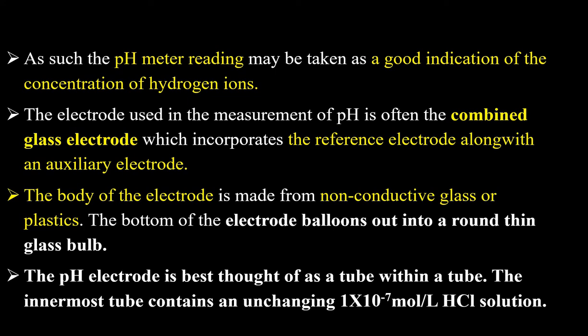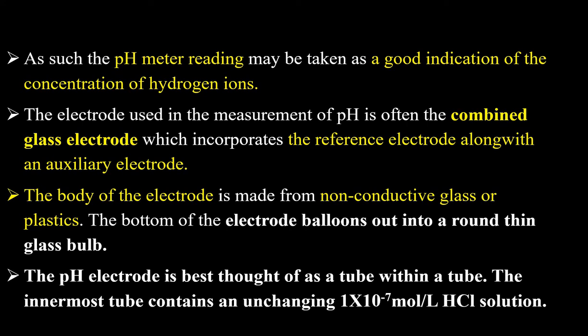As such, the pH reading may be taken as a good indication of the concentration of hydrogen ions. The electrode used in the measurement of the pH is often a combined glass electrode, which incorporates the reference electrode along with the auxiliary electrode. The body of the electrode is made up of non-conductive glass or plastic.